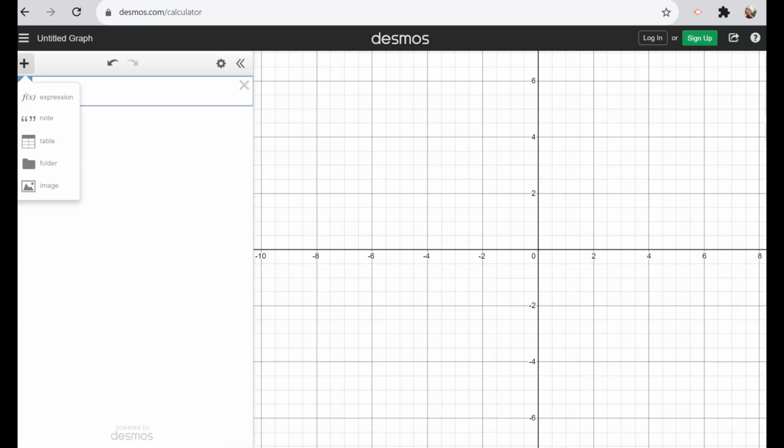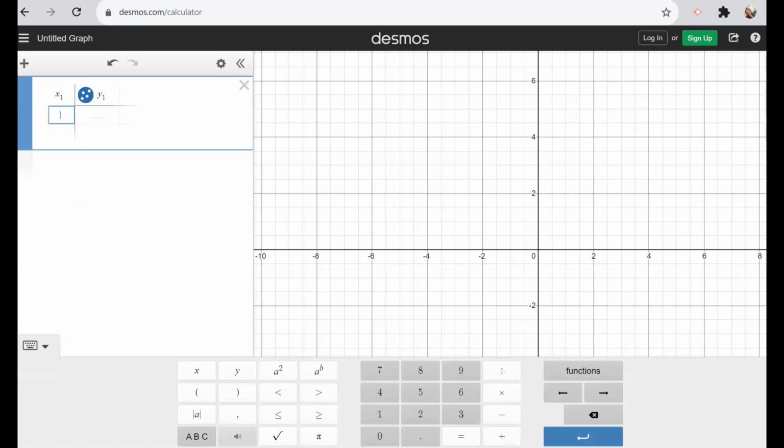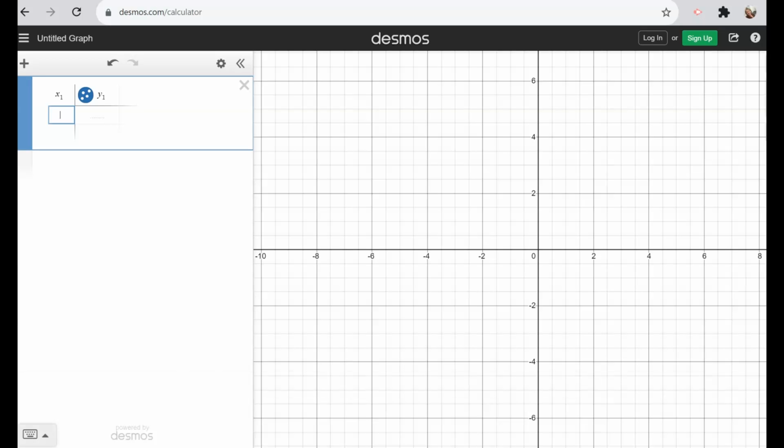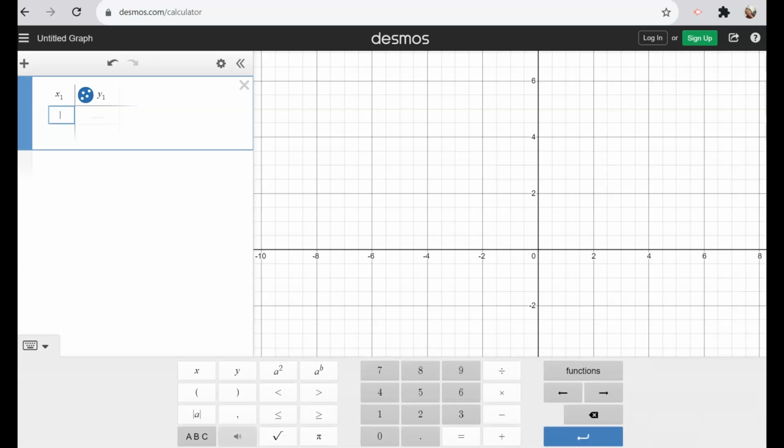To put a list, we're going to have to add a table. So we go to the plus sign that's in the upper left, and then go down to Table and select that. Now my keyboard popped up, but if your keyboard does not pop up like that, then just know that you have an icon in the lower left, and you can pull up that icon for the keyboard.